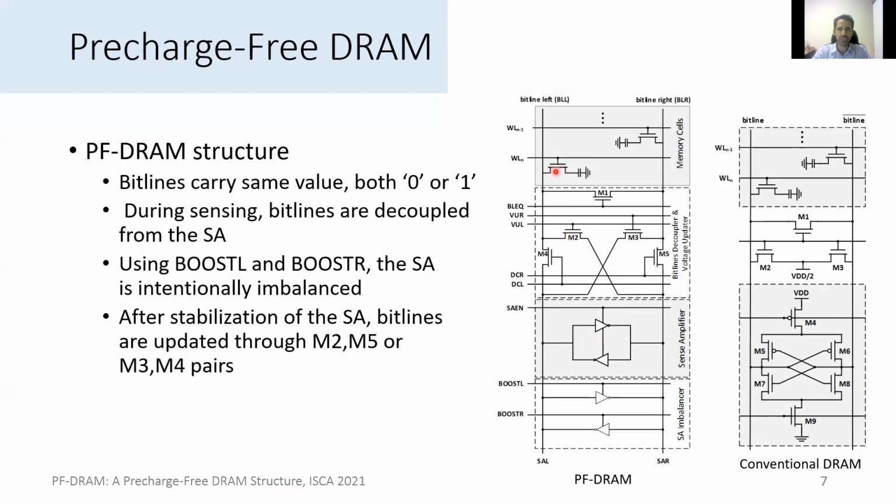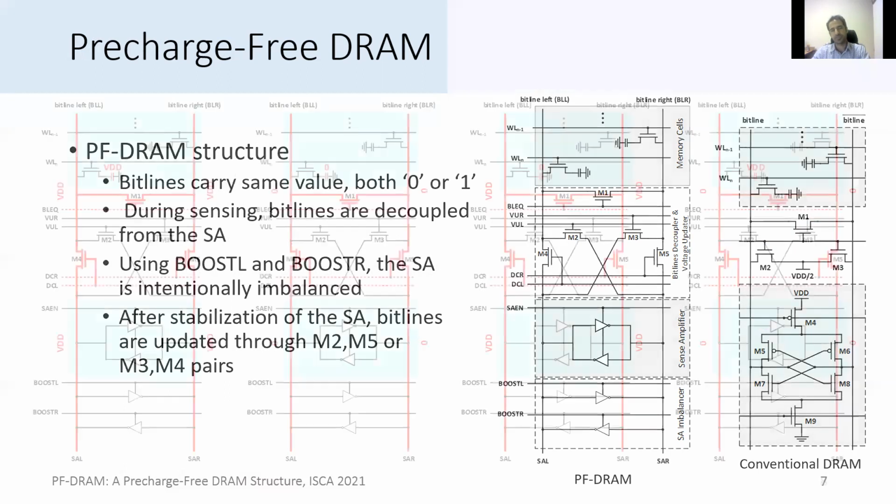In this structure, we change the name of the bitlines in each bitline pair to bitline left, BLL, and bitline right, BLR. This is because bitlines in a pair do not carry opposite values like conventional DRAMs that you can see here. The memory cell access is based on conventional DRAM principles, but with some simple modifications, which we explain here.